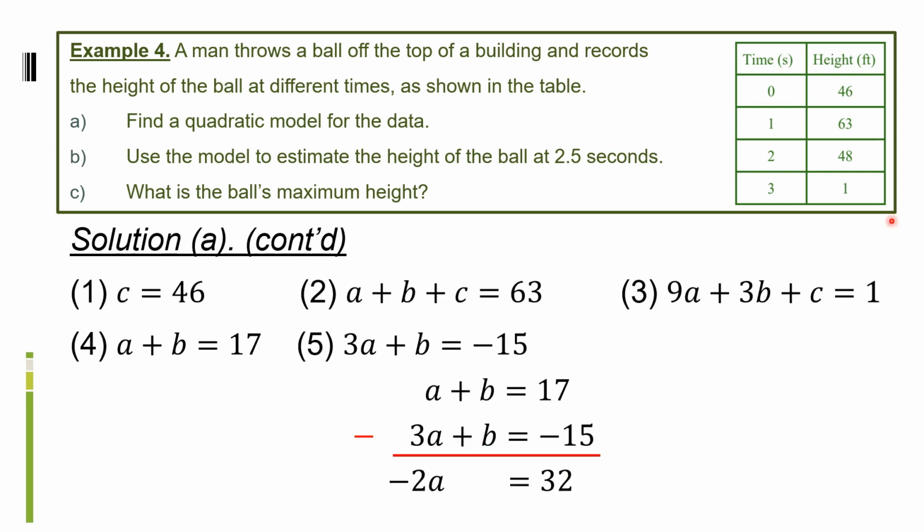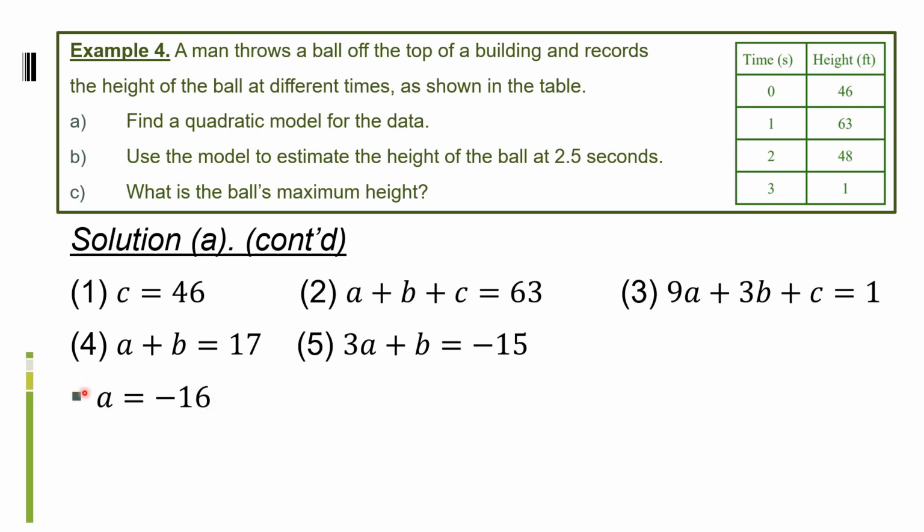Now, by subtracting 4 and 5, we have a plus b equals 17 minus 3a plus b equals negative 15. So, a minus 3a is negative 2a. b minus b is 0. 17 minus negative 15 is 32. Dividing both sides by negative 2, we now have a equals negative 16.